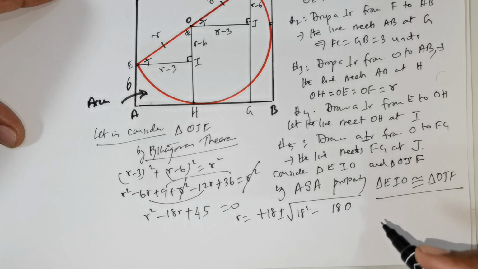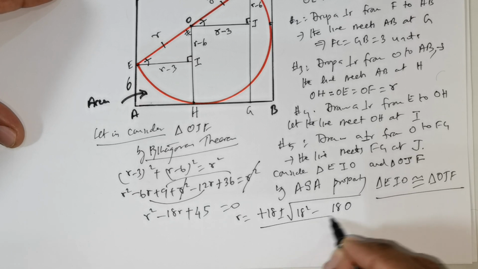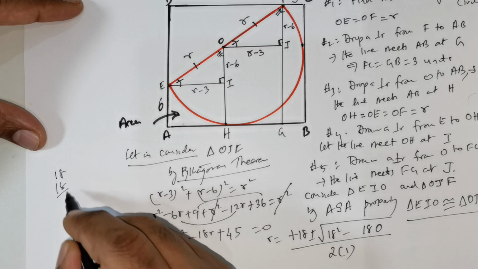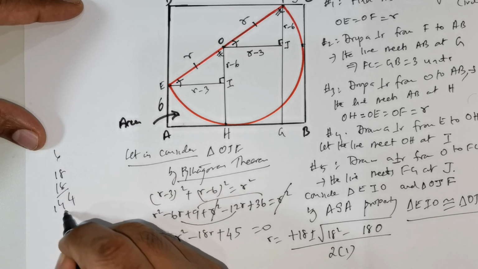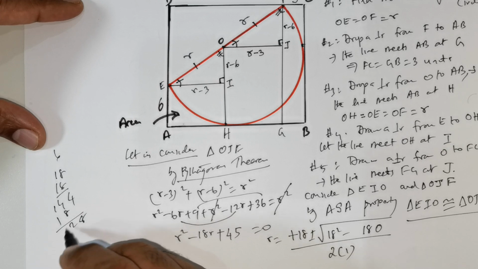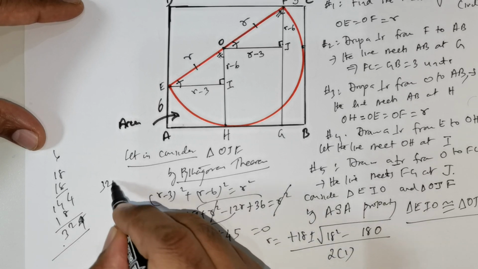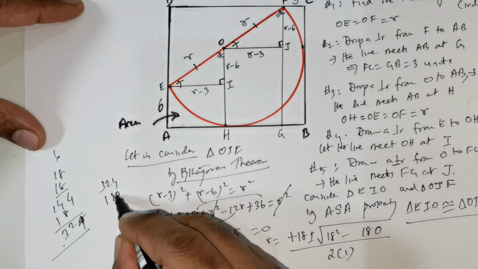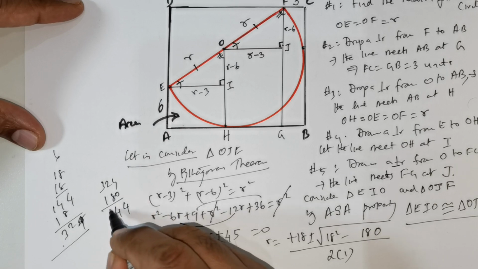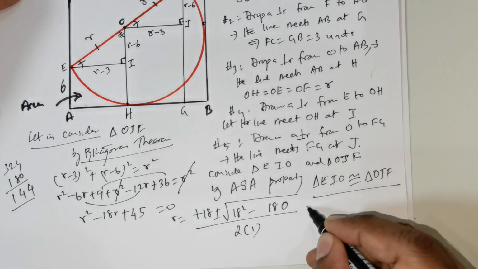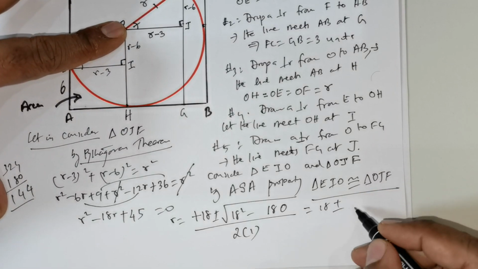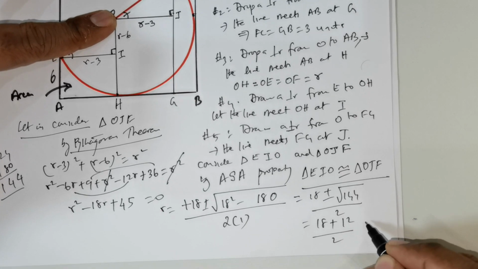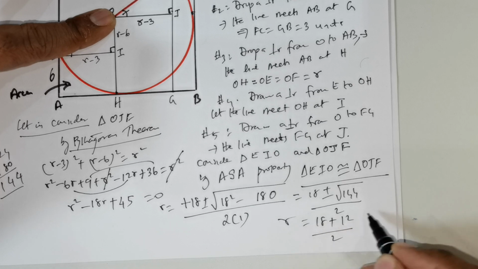So we are getting 18 squared. Let me find out what is 18 squared. That is 324. So 324 minus 4 times 45, which is 180. So from 324 I take 180, this is 144. So this is equal to 18 plus or minus root of 144, divided by 2. Let me just calculate this.